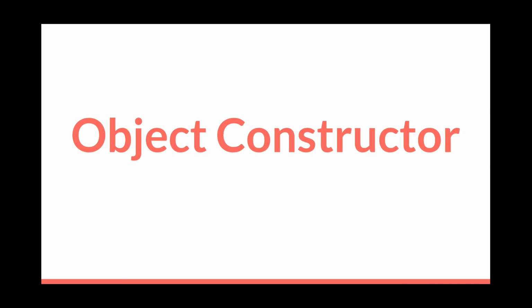So why don't we talk about object constructors? An object constructor is similar to the object literal, except this time we're going to create a variable, and in this example we're going to build a hotel. So we'll say var hotel equals new Object. You have to use the keyword new. And then you want to assign these values.